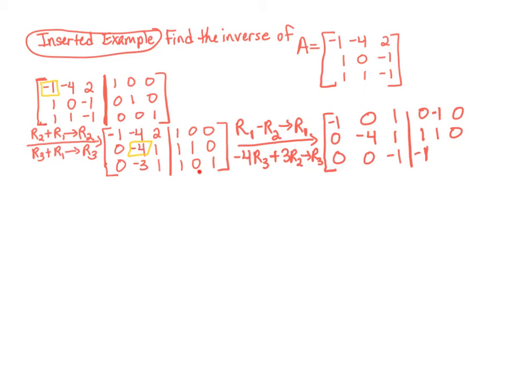Negative 4 times 0 plus 3 times 1 is what? 3. Then we have, go ahead. Negative 4. All right. So there we go. Now what do you want to do?